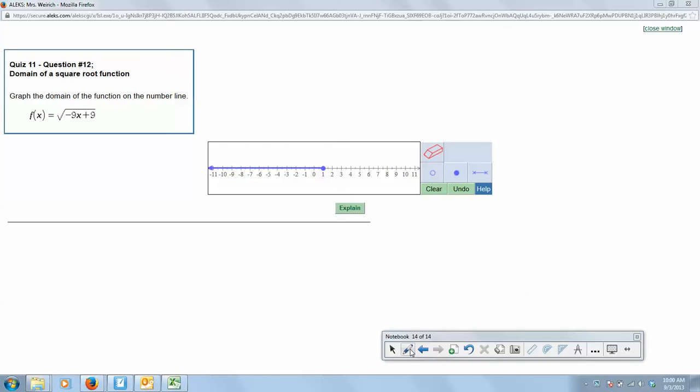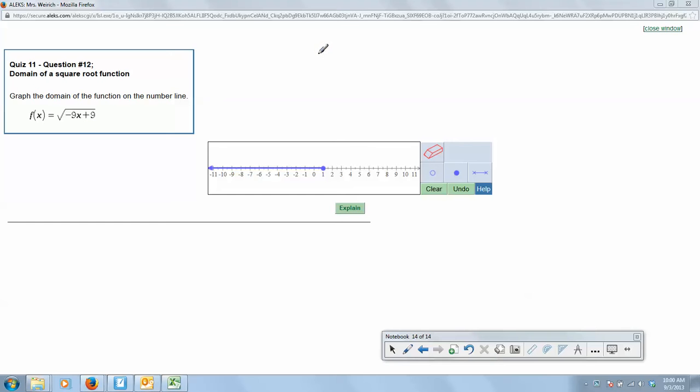This topic is called domain of a square root function. We're going to graph the domain of the function on the number line. It tells us that f of x equals the square root of negative 9x plus 9. And what we're going to do is try to find what would make underneath the square root positives or zeros, but we can't have the square root of negatives, so that's our boundary.